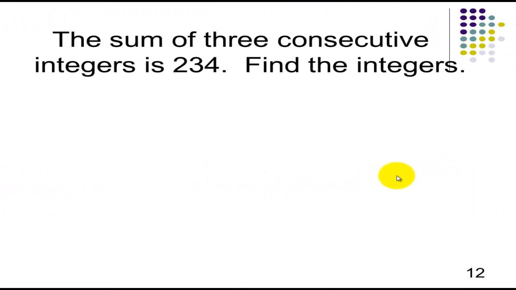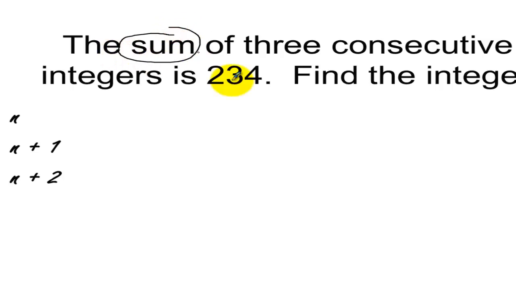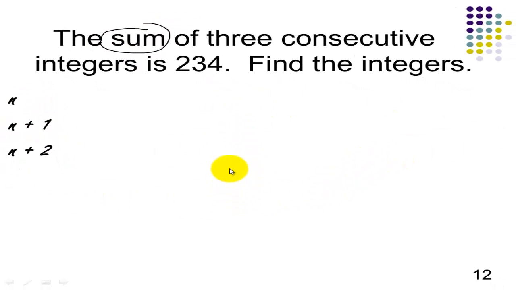The sum of three consecutive integers is 234. Find the integers. So here I have three consecutive integers. So we can use the expression n, where n is our first number, followed by n plus 1, and then n plus 2. It says here the sum is equal to 234. So we are going to add n, n plus 1, and n plus 2. The sum is equal to 234.